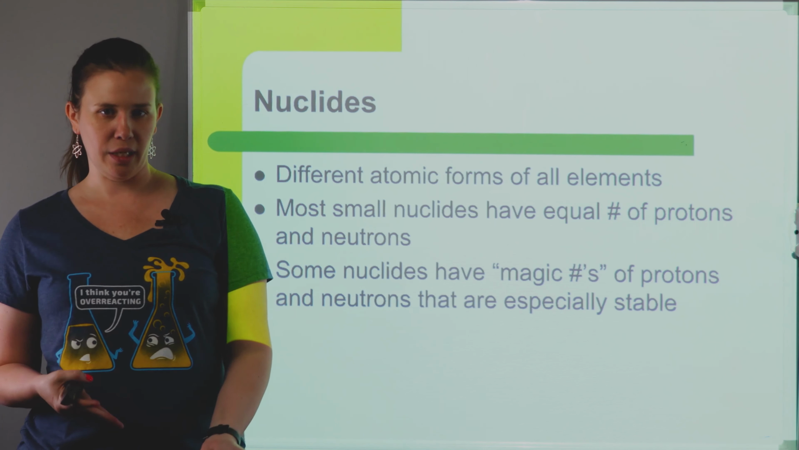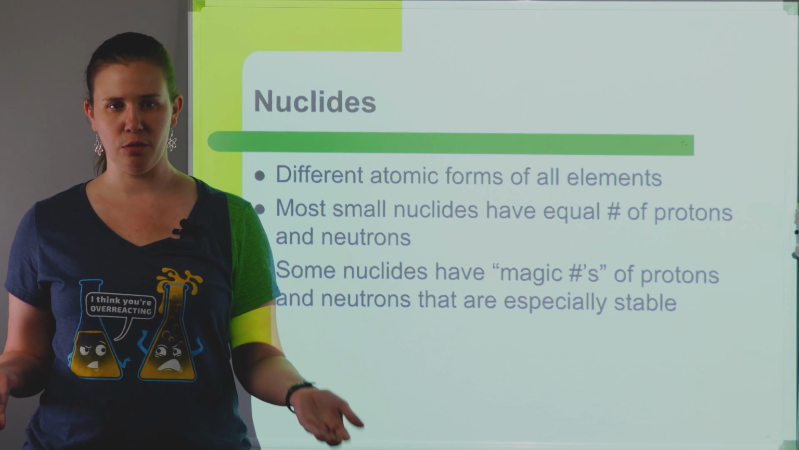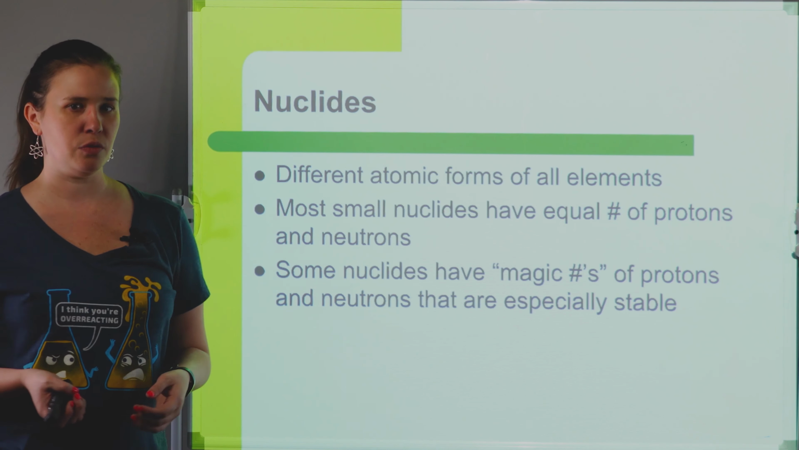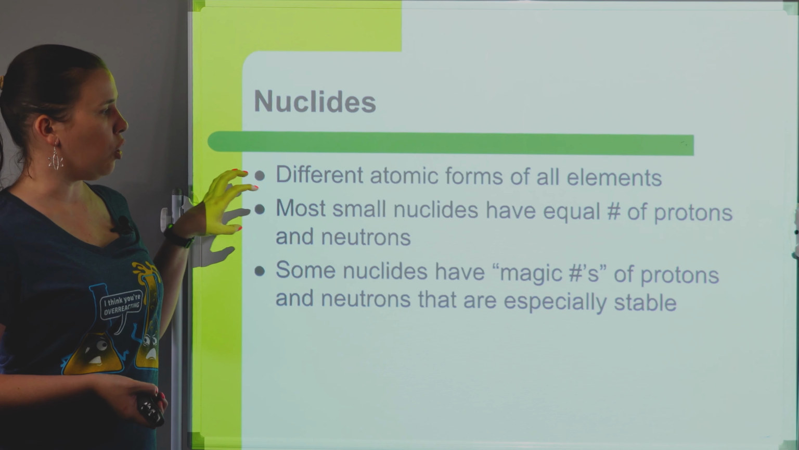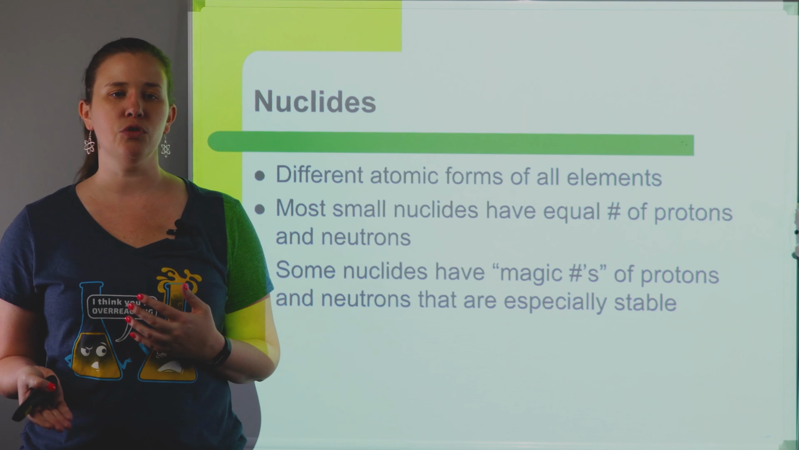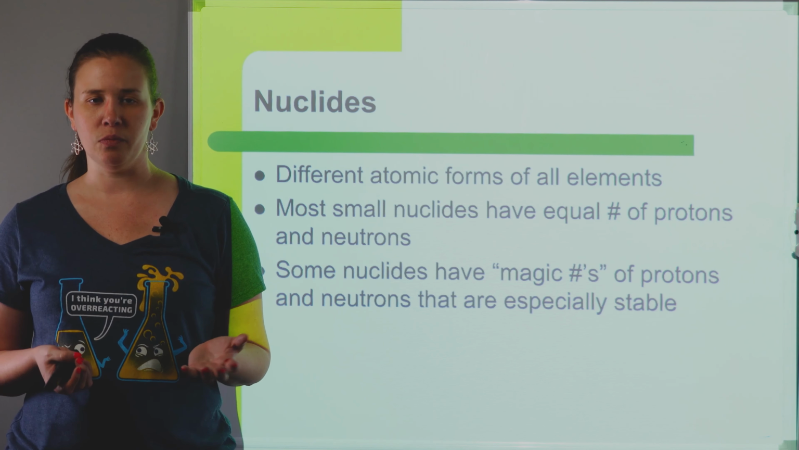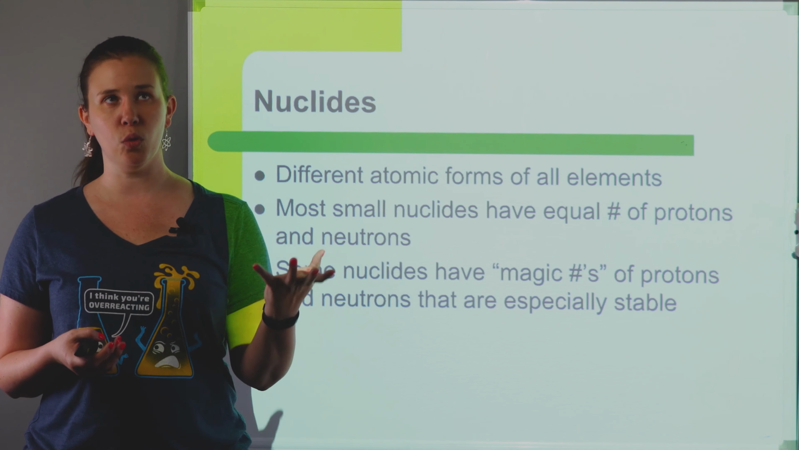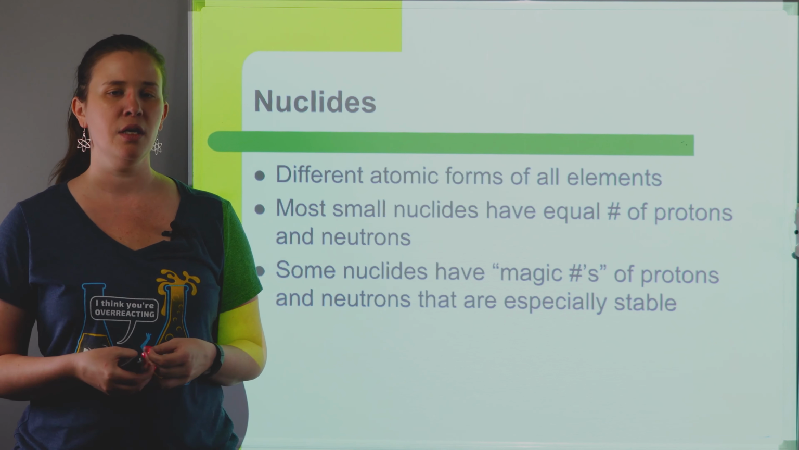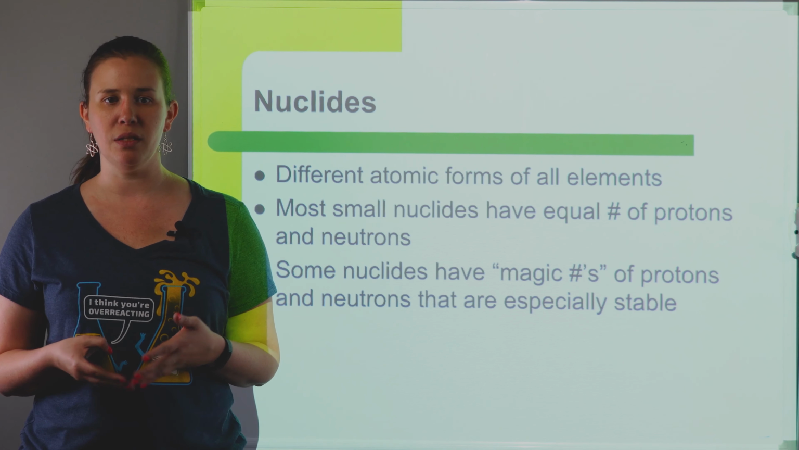Next, let's look at nuclides, which is actually just a fancy term for isotopes. The different nuclides of an element would be all of its different atomic forms, or isotopes, where you're looking at different mass numbers. Typically, if you have a small nuclide or isotope, the number of protons are equal to the number of neutrons, or at least pretty close, where some of the larger atoms will have many more neutrons compared to protons.